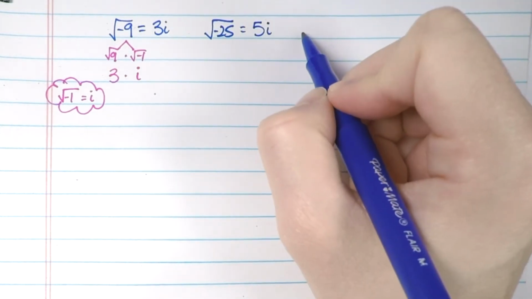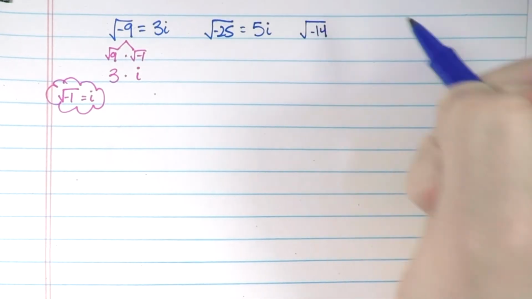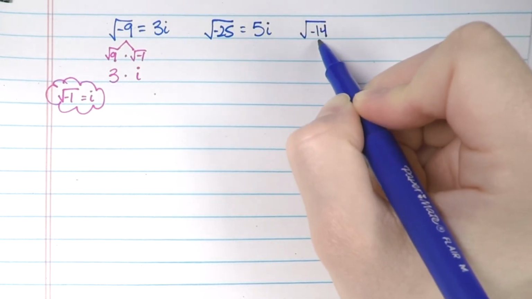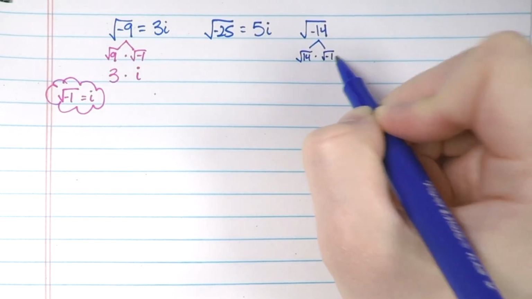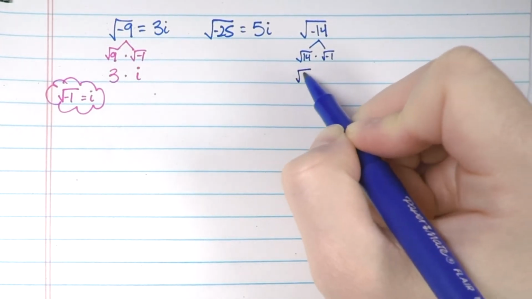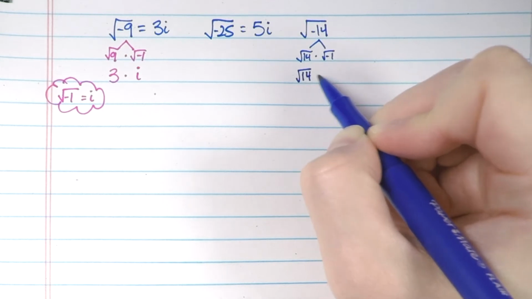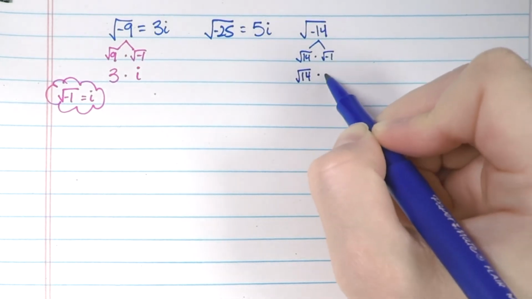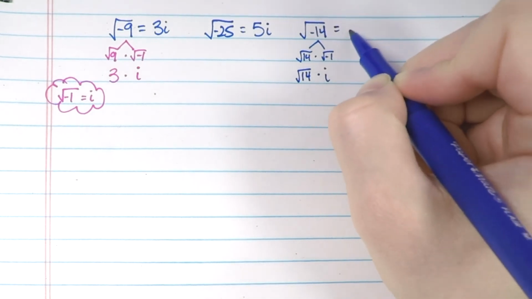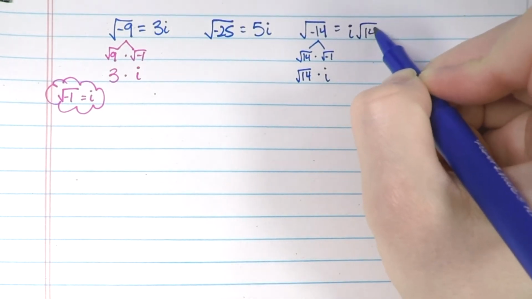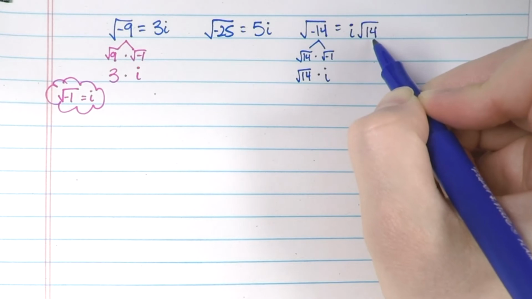And let's say we had square root of negative 14. If I was simplifying this, I can split this up: square root of positive 14 times square root of negative 1. And square root of 14 can't be simplified, so it's going to stay as is. And then the square root of negative 1, we define that as i. And how we write this, we're going to put this i right in front of the radical. So it's i times square root of 14, or i rad 14.